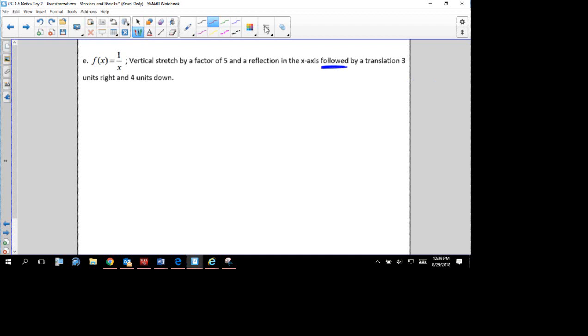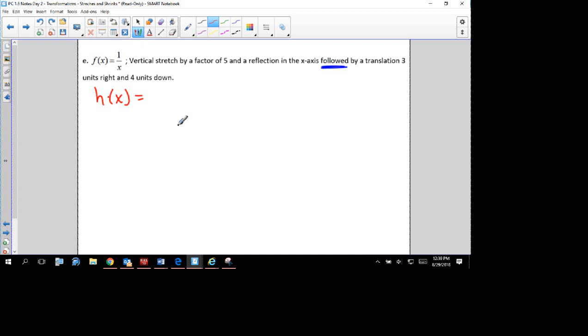So we have followed by here, there's actually 2 things happening first and 2 things happening second. We can do it. Our first h of x, what's happening? We have a vertical stretch by a factor of 5 and a reflection in the x-axis. So vertical stretch is going to go on the outside. What's reflection in the x-axis? Is that on the outside or the inside? It's also on the outside.